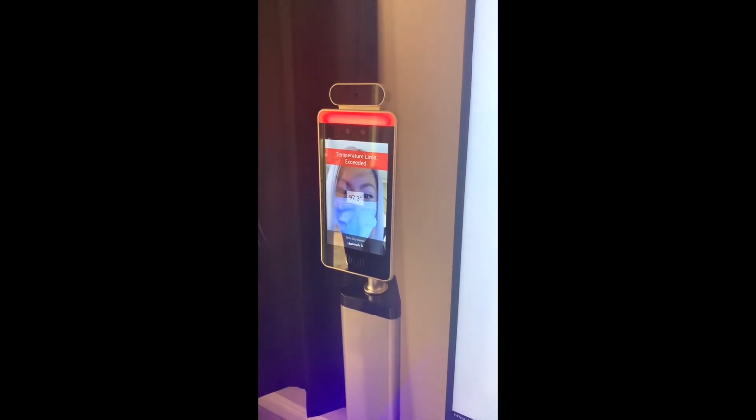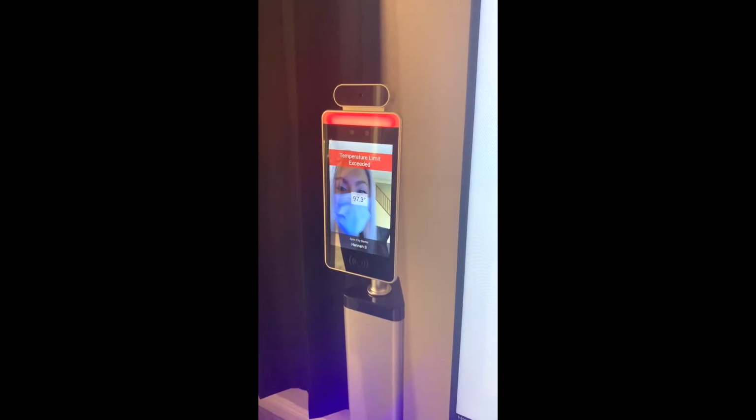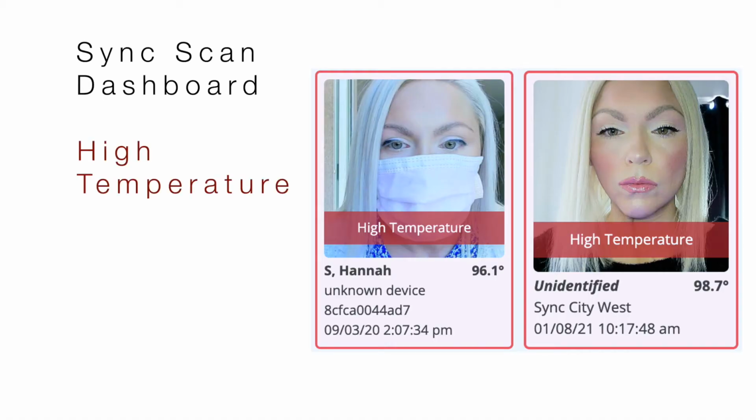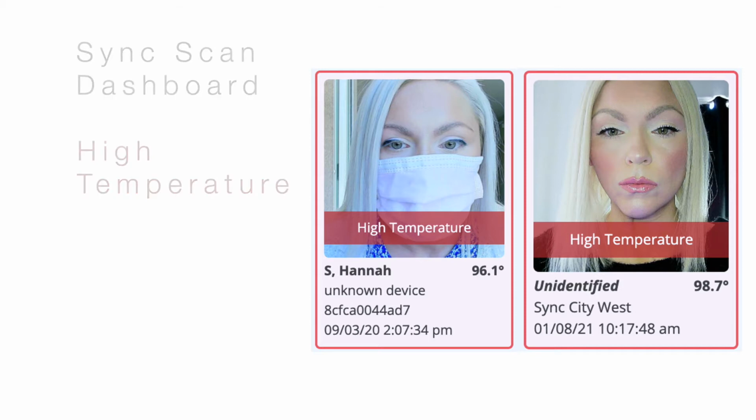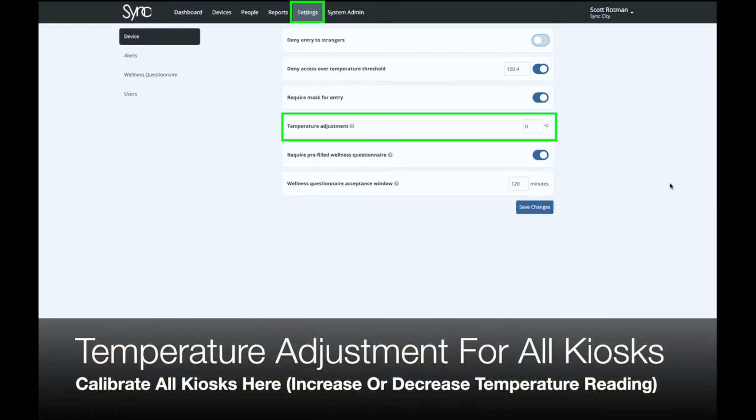Here is the view on the kiosk when the temperature threshold notification is turned on, and then here is what it looks like in the dashboard. If the kiosk needs temperature calibration, all devices can be adjusted here under Settings, Device.